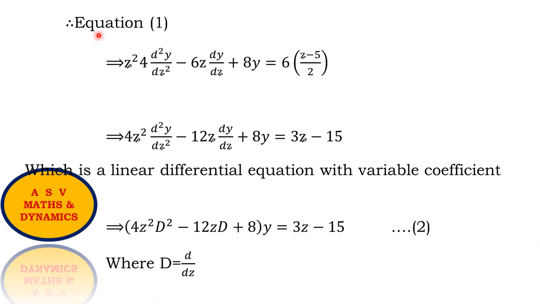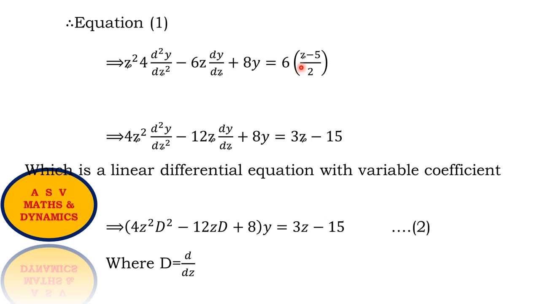Now you have to apply the values in equation number 1. 5 plus 2x is z, but it is whole squared. Then d squared y by dx squared, you can change to 4 into d squared by dz squared of y, minus 6 into (5 plus 2x), which is z, then dy by dx, which is d by dz of y. Then plus 8y is equal to 6 into the x value.